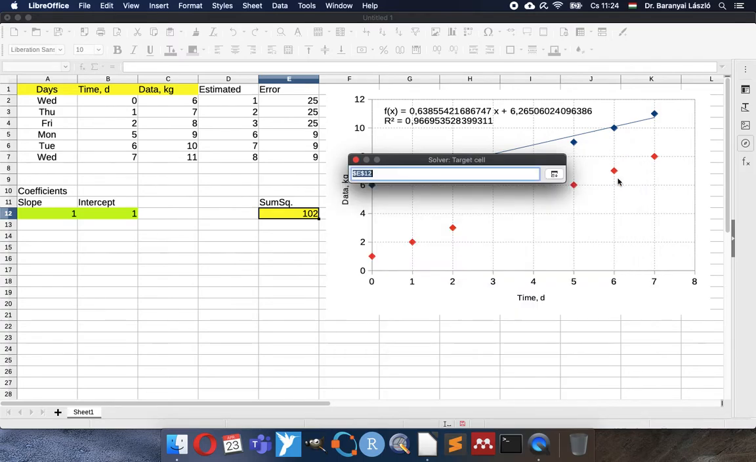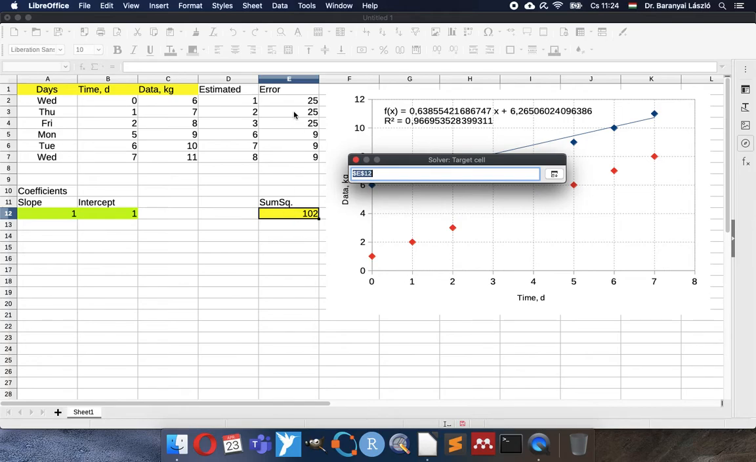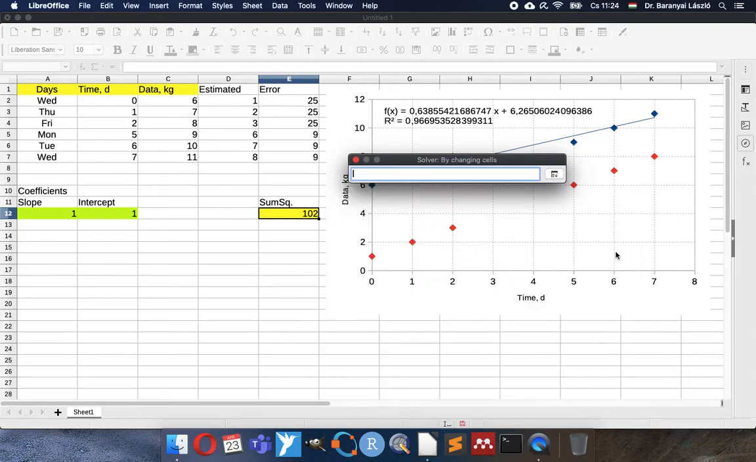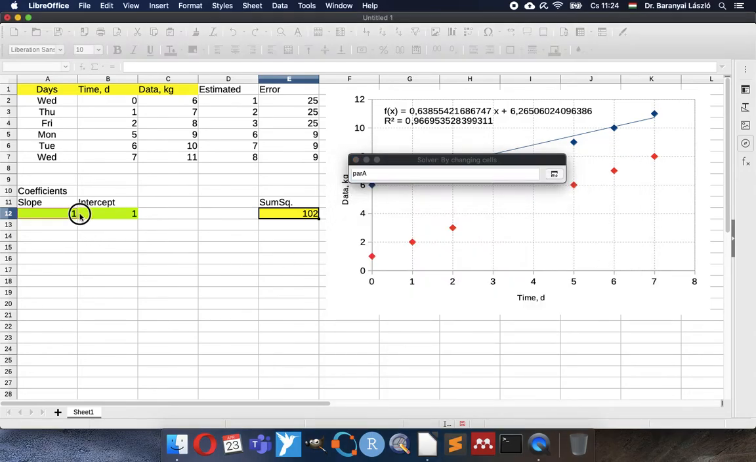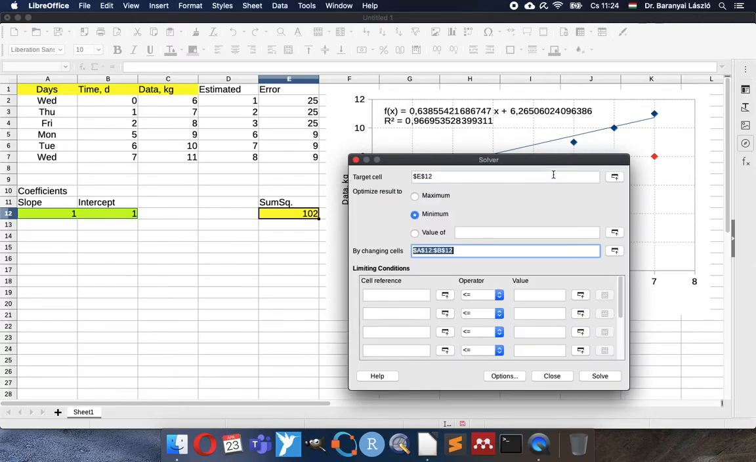First, the target cell. The target cell should be always a calculation. For example, right now the sum of squares. I would like to adjust the minimum mistake, the smallest error, so I will calculate with the minimum. This is the target. And what can I modify to reach this goal? I can modify the parameters. So the three things are set up to find our equation.